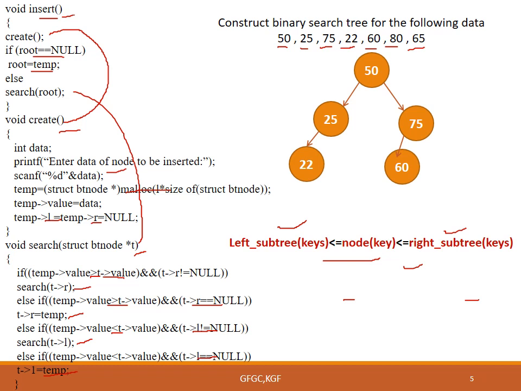Next is 80. 80 is greater than 50 and 75, so it will move to the right of 75. Then 65 is compared with 50. Since it is greater, it will move to the right hand side. It is compared with 75. Since it is lesser, it will move to the left hand side. And since it is greater than 60, it will go to the right of 60. So this is how a binary search tree is constructed.